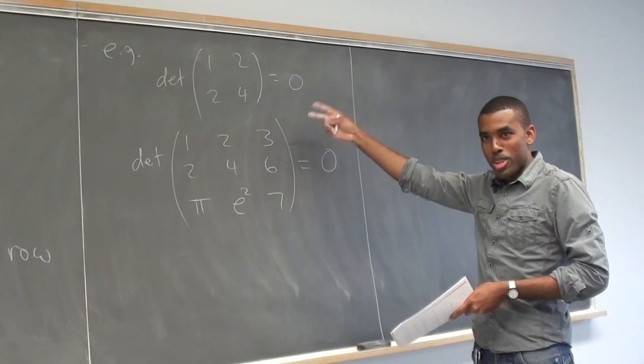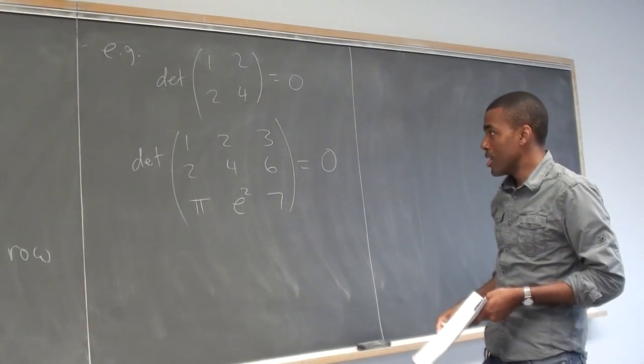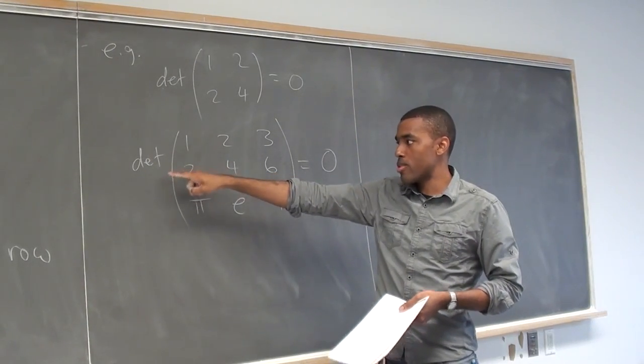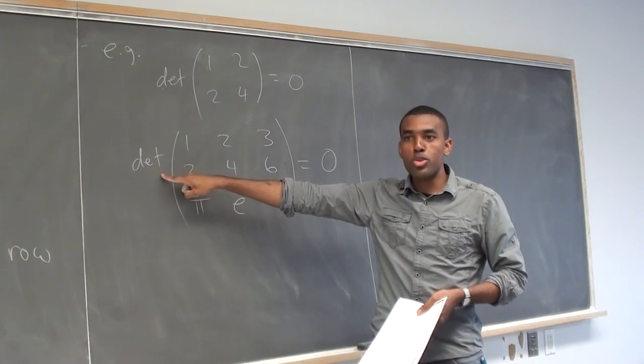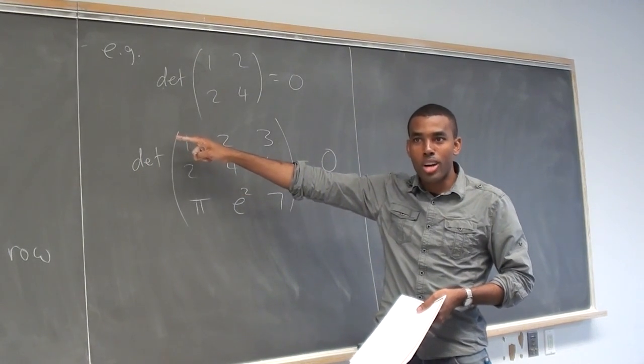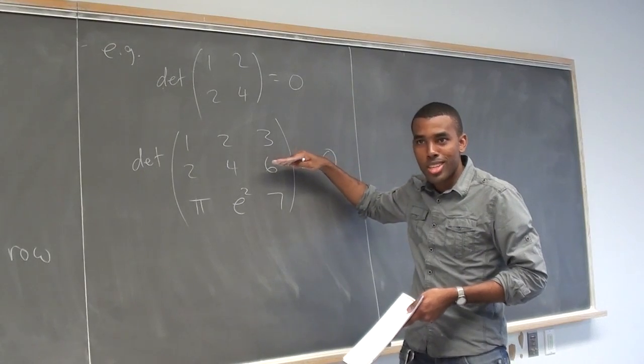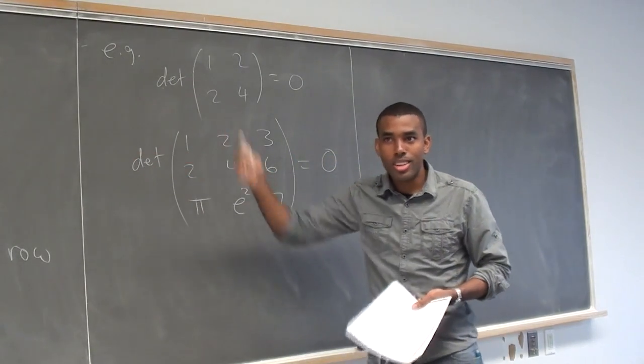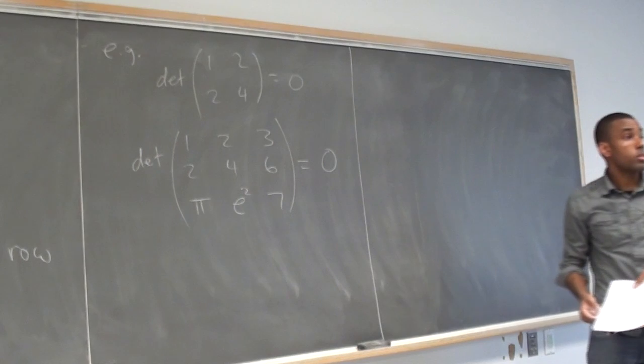So if any row is a multiple of another row, determinant is 0. Why? Because I can use a type 3. I can say replace row 2 by row 2 minus 2 times row 1, and then I get a whole row of zeros, and then I'm back into that situation. Yeah, the Laplacian expansion will immediately give 0.